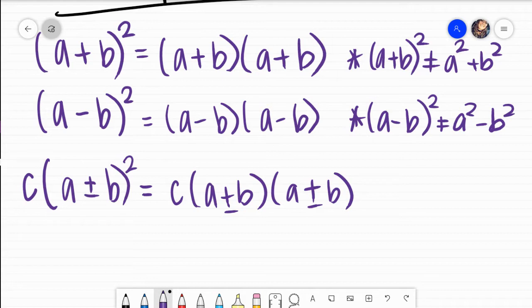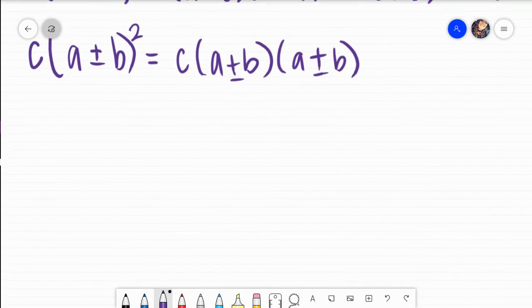I've got A either plus B, or I've got A minus B. That's what the plus or minus means. It's either or. And so what you would do is write that factor 2 times, and you've got your constant out in front. Okay, so we've got that.